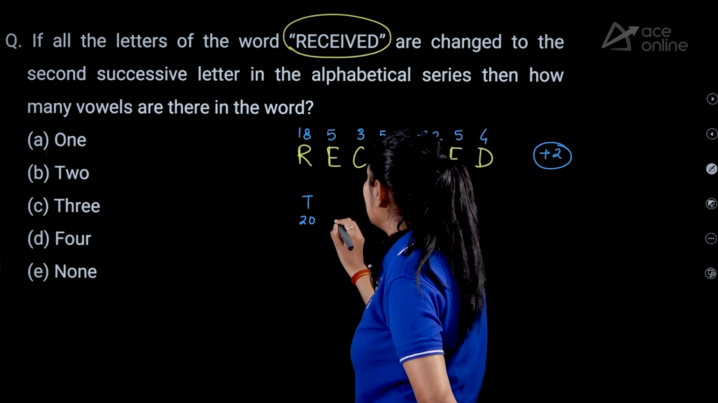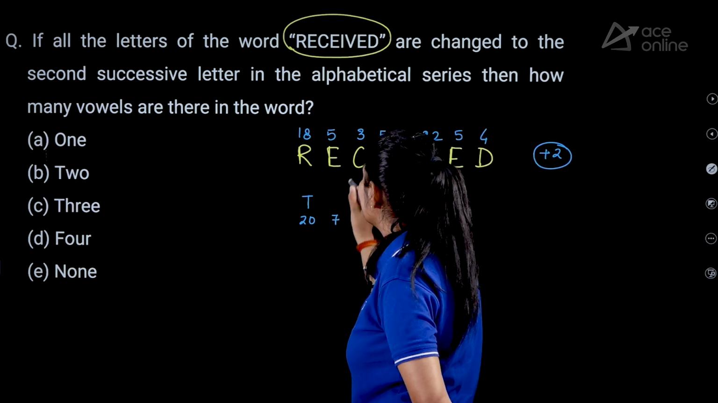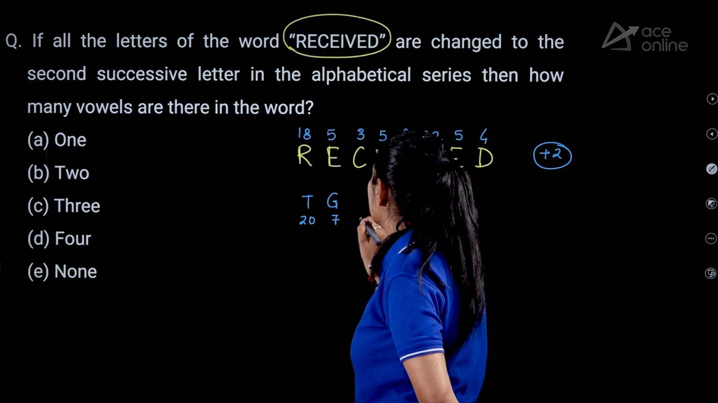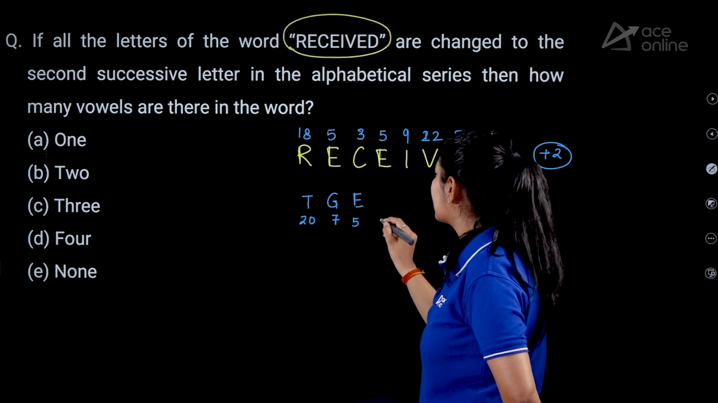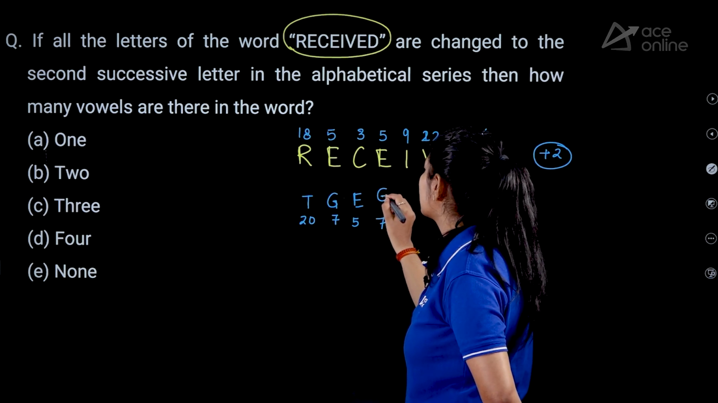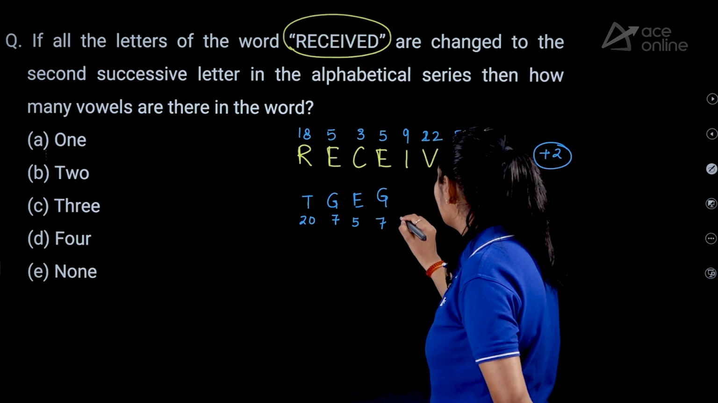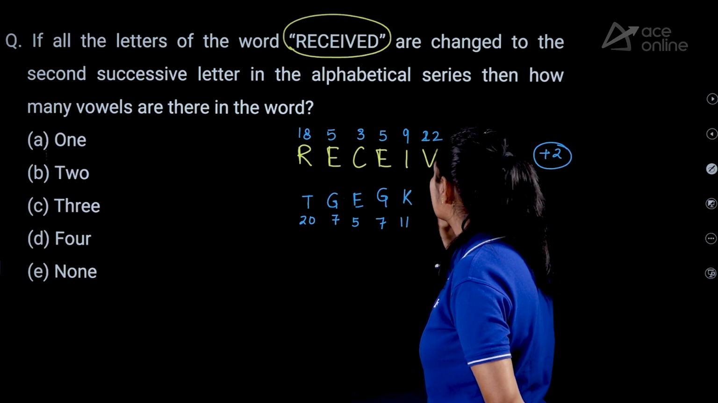Here what I am getting? I am getting 7. 7 is associated with G. Here I am getting 5. 5 is associated with E. Here again I am getting 7. 7 is associated with G. Here I am having 11. 11 is associated with K.